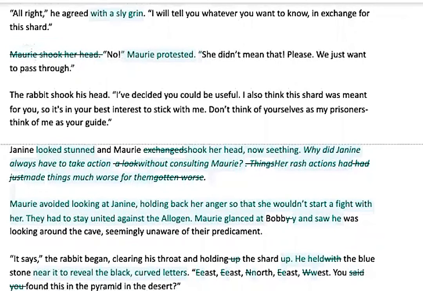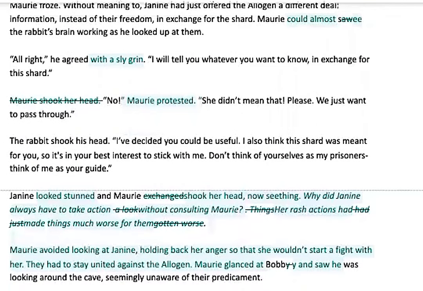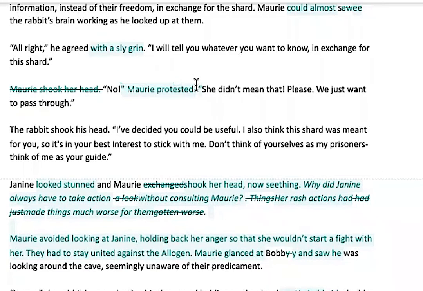Mari shook her head. I just took that out because I've noticed that I put a lot of people shaking their heads. And it's like, people don't do this like all day long, right? They would get a neck cramp. If she's saying the word no, she doesn't also need to be shaking her head. And then I just put in Mari protested.